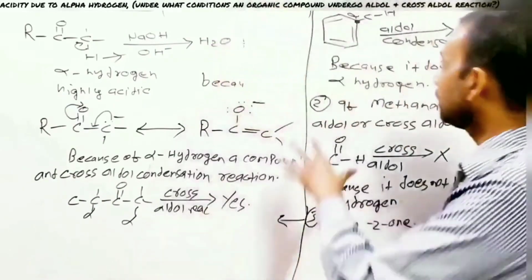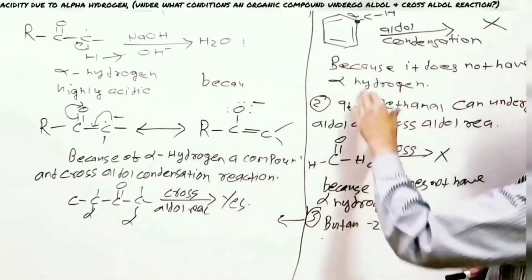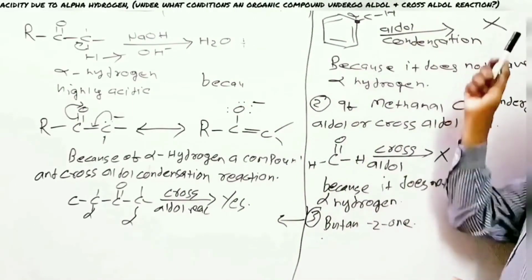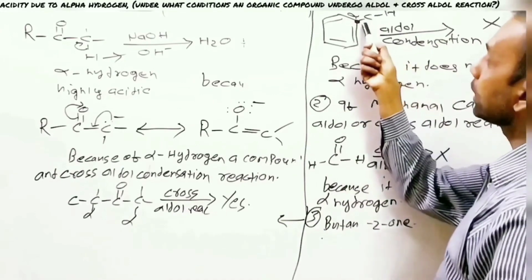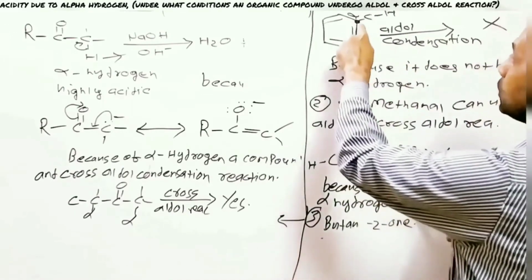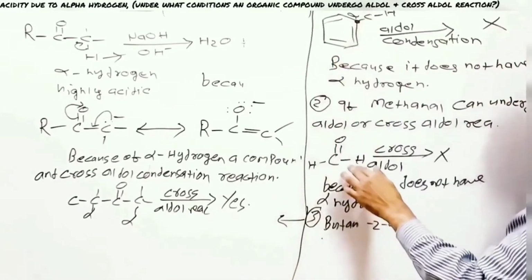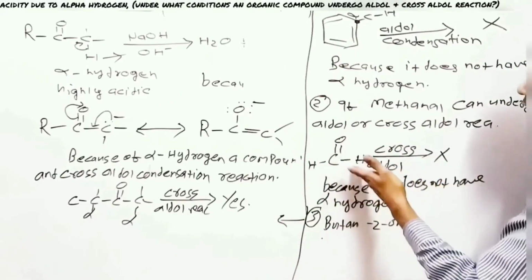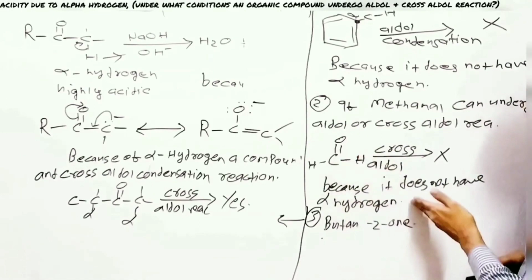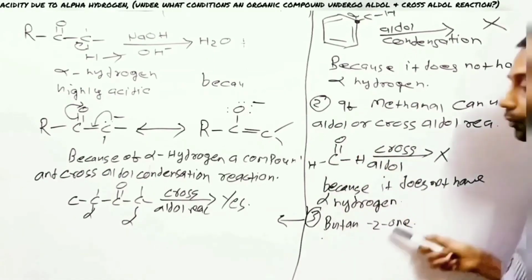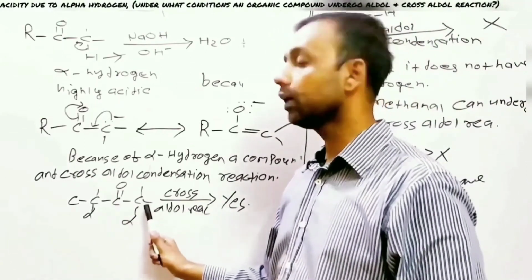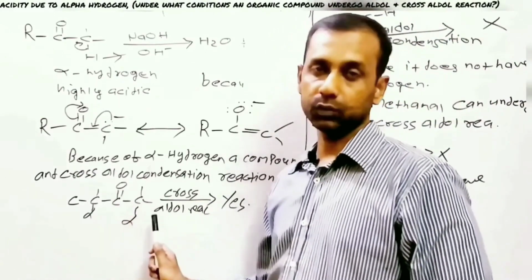Then I made you go through some of the important questions. The question was if benzaldehyde can undergo aldol condensation. The answer is no. Why? Because benzaldehyde does not have alpha hydrogen. This carbon does not have any hydrogen. Similarly, if methanol can undergo cross aldol or aldol condensation, the answer is no, because it does not have alpha hydrogen. Butane 2-one can undergo aldol condensation because it does have alpha hydrogen on both sides, actually, right?